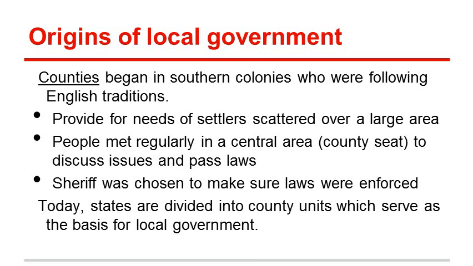Counties began in southern colonies who were following English traditions. They provided for the needs of settlers who were scattered over a large area. People met regularly in a central area called the county seat to discuss issues and pass laws, and a sheriff was chosen to make sure that the laws were enforced. Today, states are divided into county units, which serve as the basis for local government in the United States.